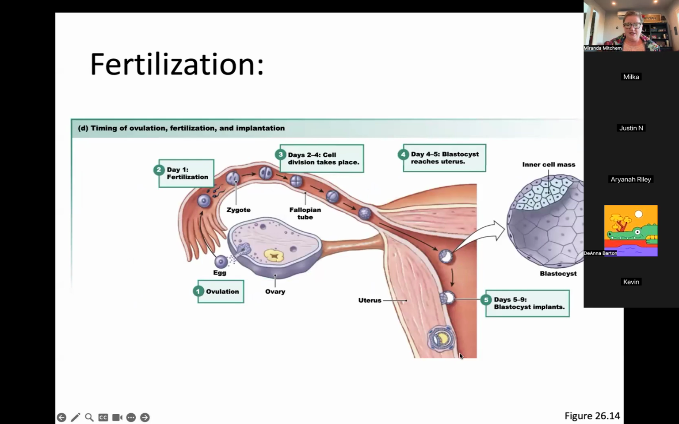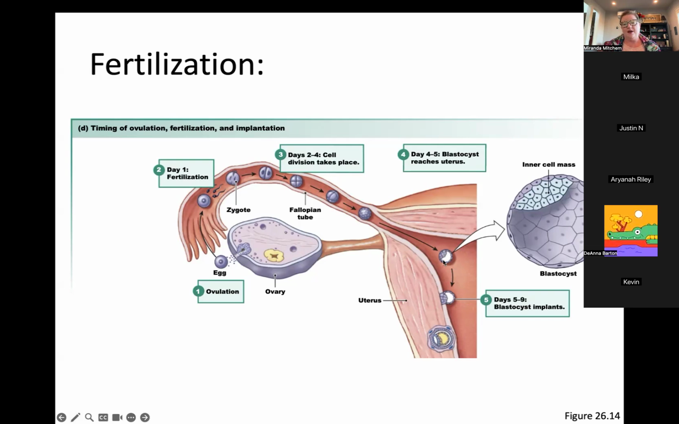And then we've got to have the sperm get all the way up over here. That's why they have to be good swimmers, and they need a lot of mitochondria so that they can fertilize the egg. So by days 2 to 4, we're starting to divide and divide and divide. And then about days 5 through 9 is when the blastocyst implants in the uterus wall. And that's when you're going to start to see the pregnancy tests become positive, when the implantation happens.